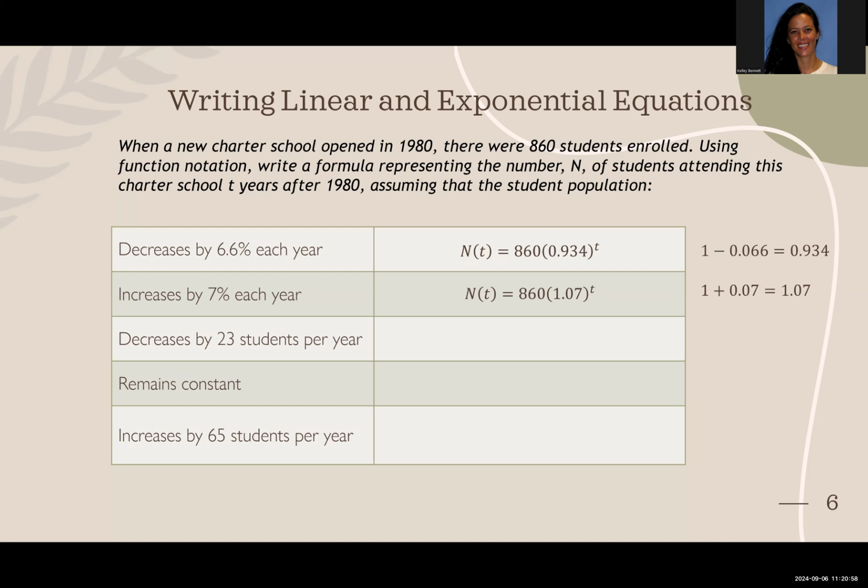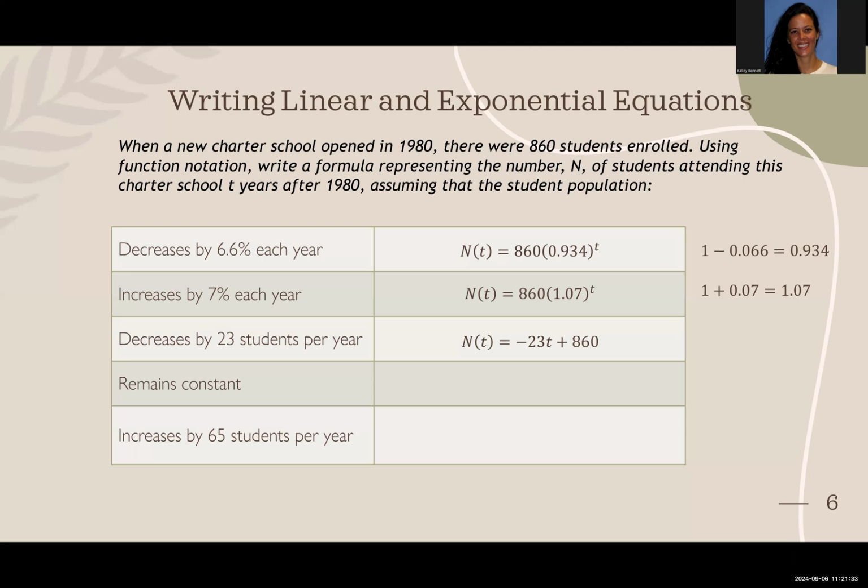The next example, we're going to decrease by 23 students per year. So this means year after year, we're just going to subtract 23. So anytime we have this repeated addition or repeated subtraction, that's going to be a linear growth. And so it's going to look like y equals mx plus b, right? So you have your slope, which is a decrease by 23, so negative 23. And that gets applied as multiplication to your independent variable t. And then you have to add to that your starting point, which for all of these is 860.